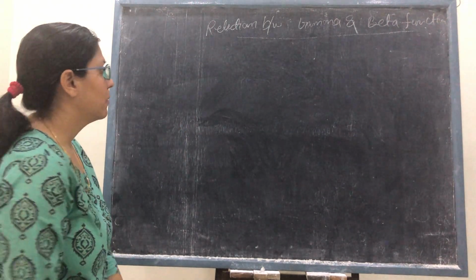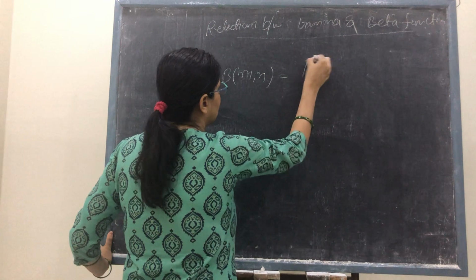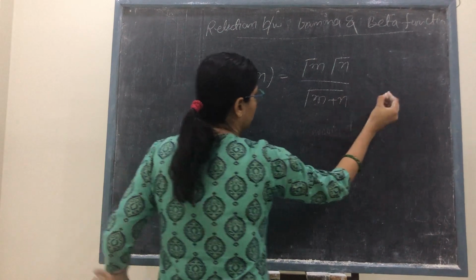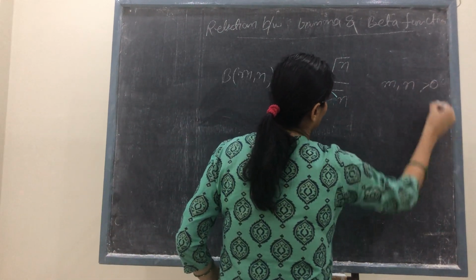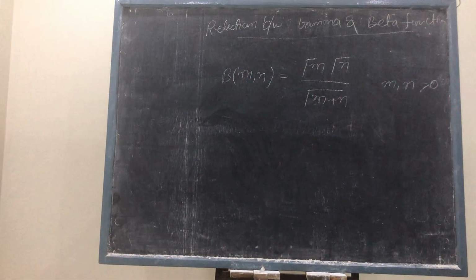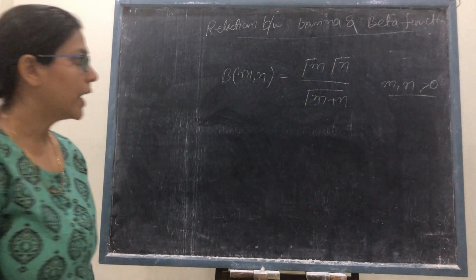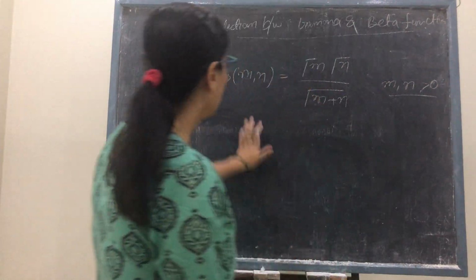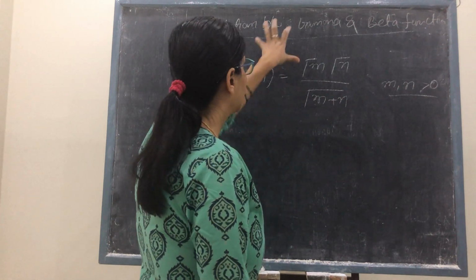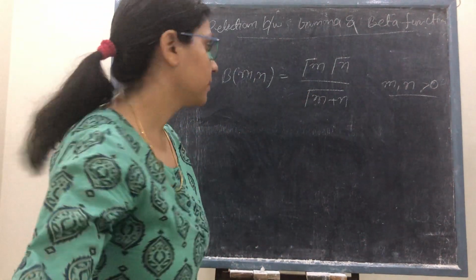The relation between beta and gamma function is that beta of m, n equals gamma of m gamma of n over gamma of m plus n, where m and n should be greater than 0. We know that the beta function is defined on positive values for m and n, so this condition is always fulfilled. This is the relation between gamma and beta function. Now how will we derive it?